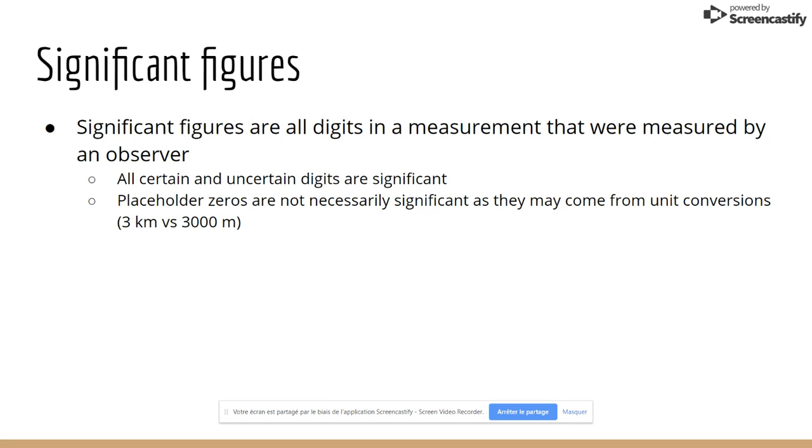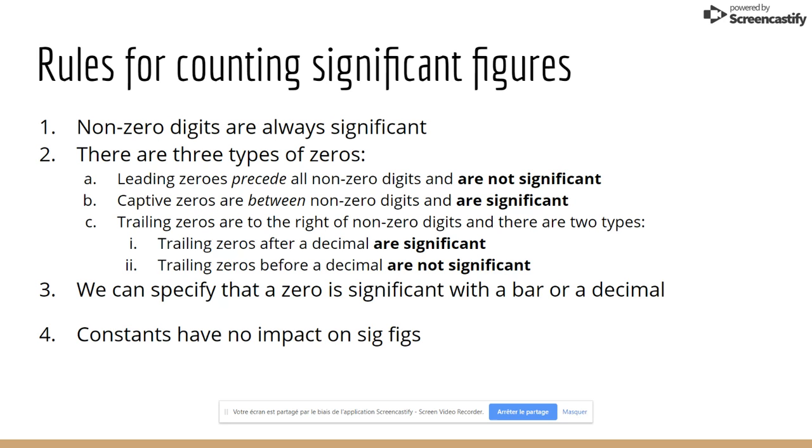But the important thing about significant figures is that placeholder zeros are not necessarily significant because they may have come from a unit conversion. So if you just measure something as 3 kilometers and then you convert it to meters and all of a sudden it's 3,000 meters, you didn't measure those zeros. Just because something is important doesn't necessarily mean that it is significant. Significant means that it has been measured.